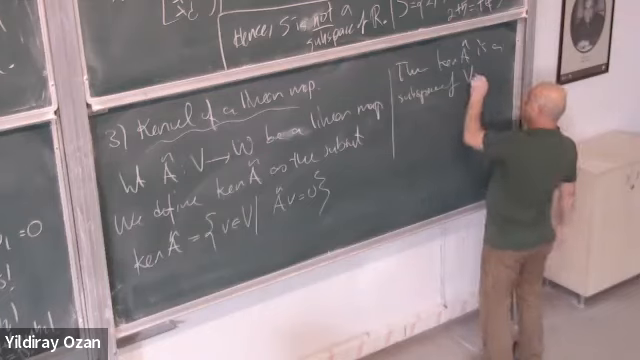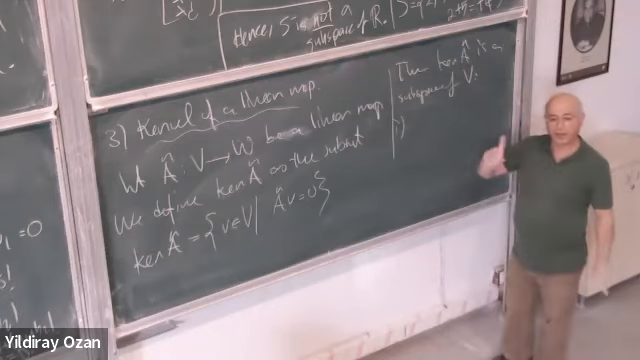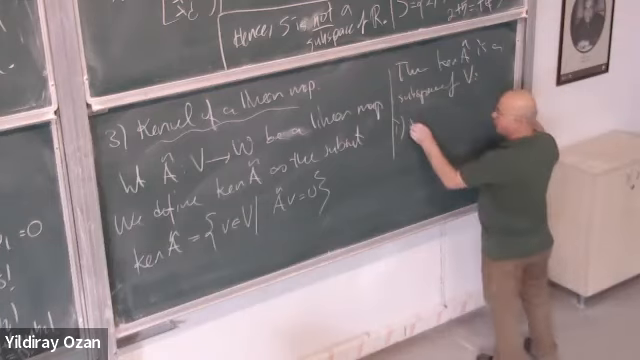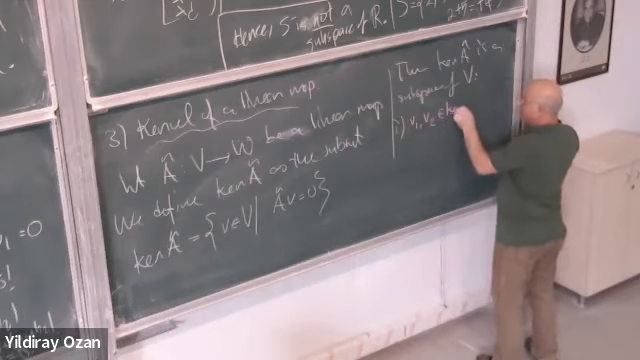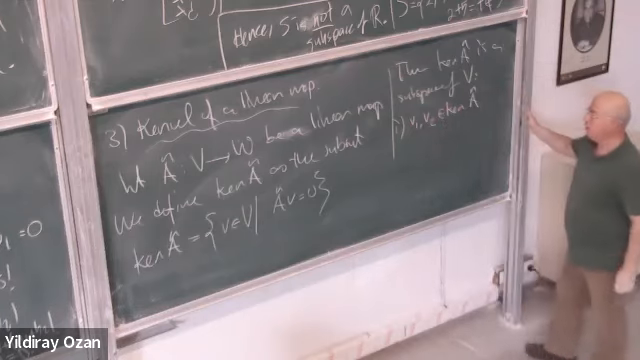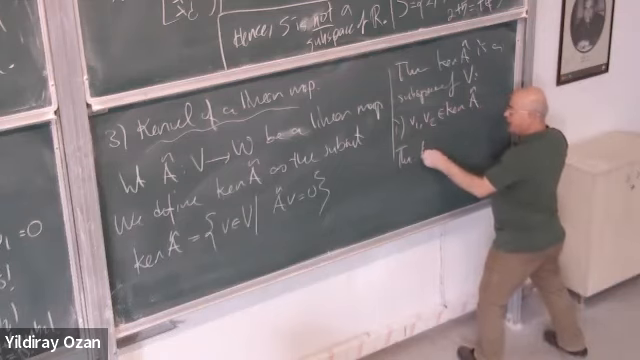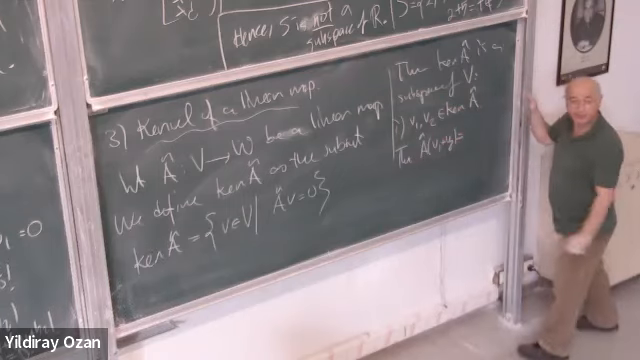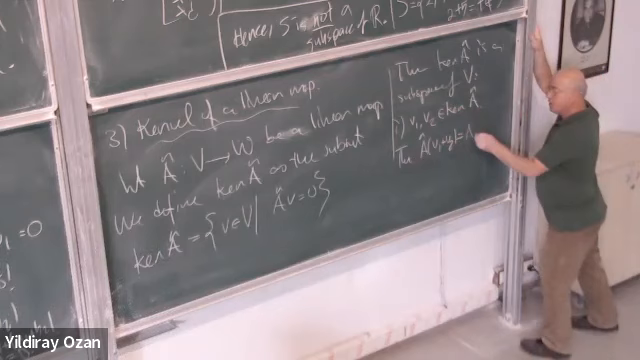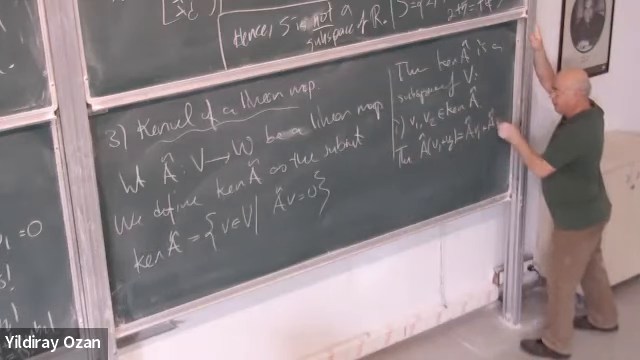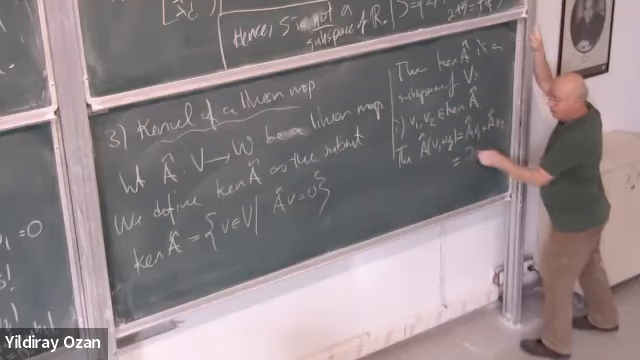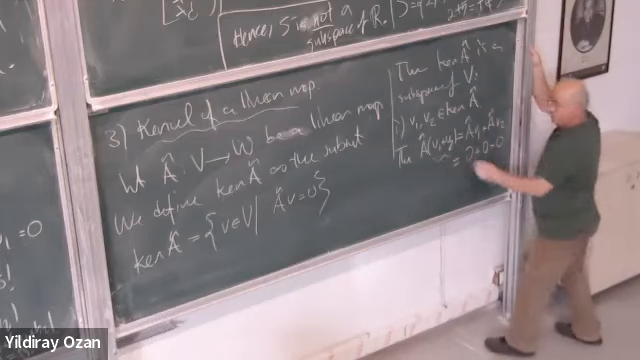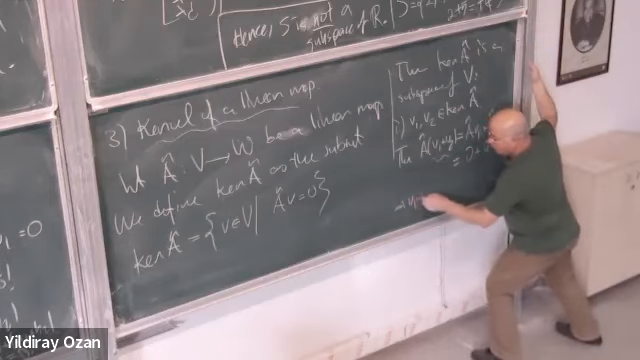Let's see why this is the case. We have to check two things. It should be closed under addition, vector addition, and scalar multiplication. So first, let's choose two elements in the kernel. Well then, what is A hat of v1 plus v2? Now, A hat is linear. So this is just A hat v1 plus A hat v2. But this is zero. Now this is also zero. Zero plus zero is zero. Therefore, this is in the kernel.